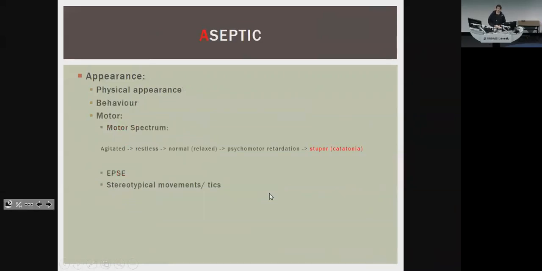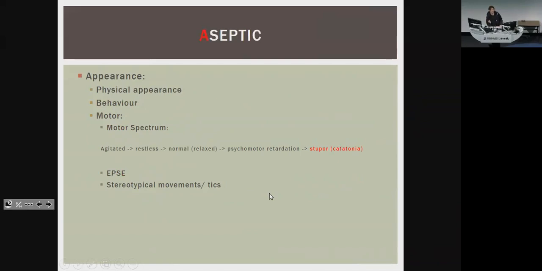Motor: a few things you want to describe. You want to describe the motor spectrum, from one extreme of agitated and angry patients running around and lashing out, all the way through to the other end of stupor. Stupor means essentially that the patient's like a statue. We see stupor in catatonia, which is in itself a motor syndrome that we're going to cover very shortly. Also comment on the presence of any extrapyramidal side effects, which are more commonly caused by first-generation antipsychotics, and also the presence of any stereotypical movements and tics.